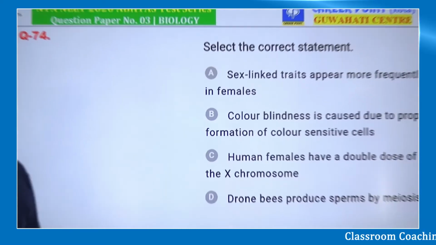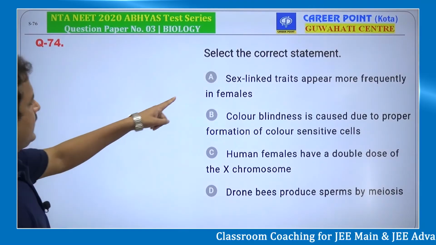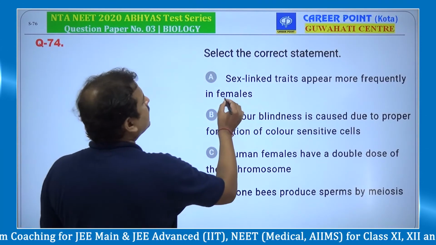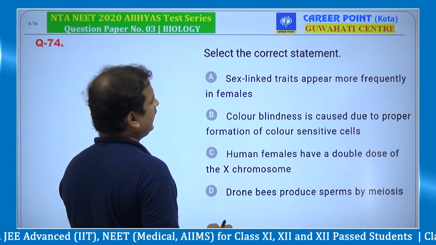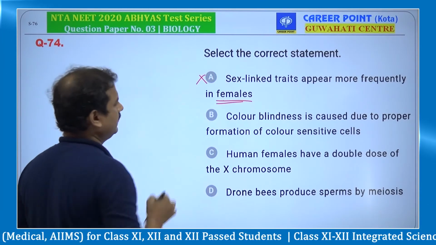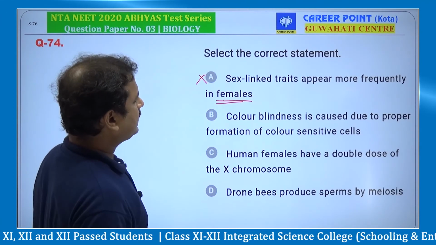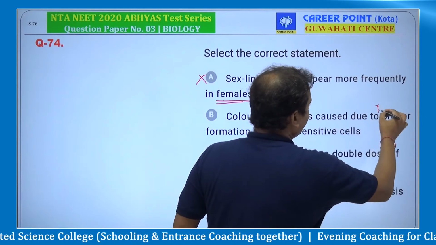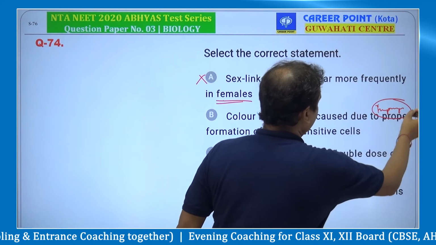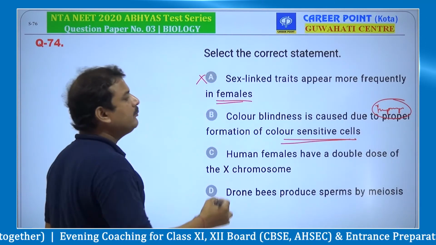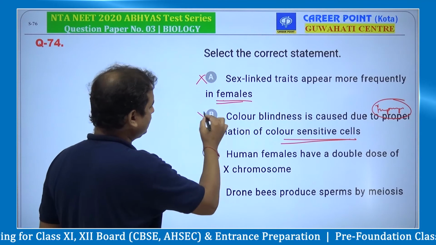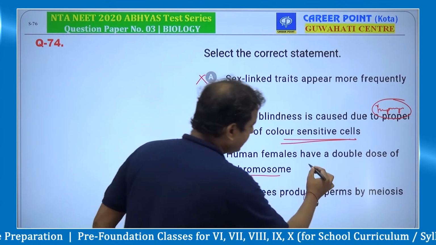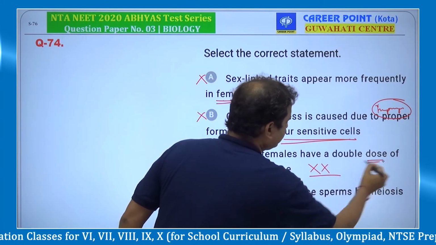Clear? Okay, next question. Select the correct statement. Sex-linked traits appear more frequently in female. No, sex-linked traits appear more frequently in male. It is wrong. Color blindness is caused due to proper formation of color sensitive cells. It should be improper, because in color blindness the sensitive cells are not properly formed. So it is wrong. Human females have a double dose of the X chromosome. Yes, they have 2X chromosomes.